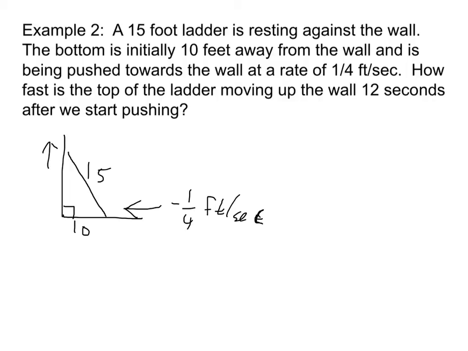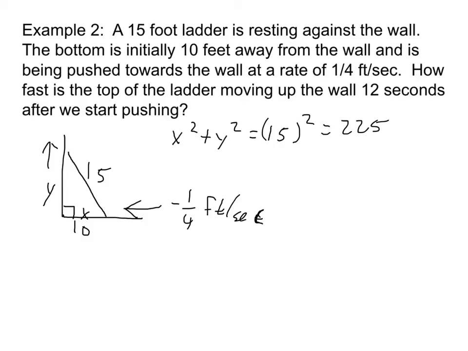Well, if we call this y and this side is x, we know we have x squared plus y squared equals 15 squared, or that's the same thing as 225. So x squared plus y squared equals 225.